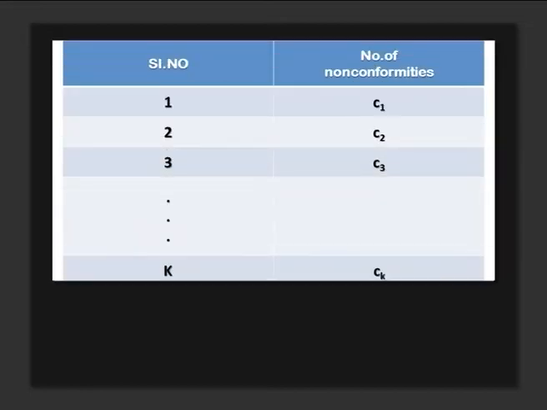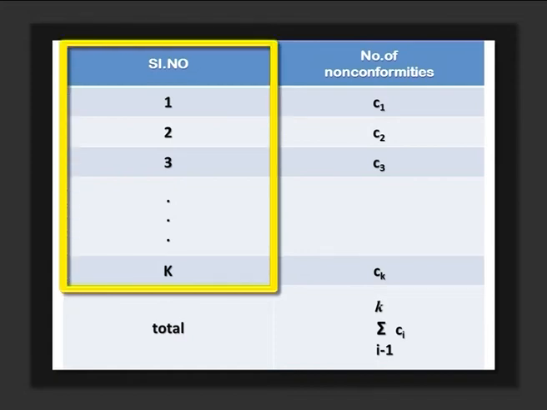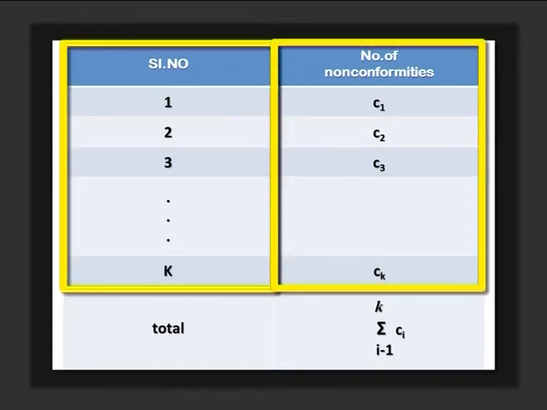Detailed procedure for construction of C chart is as follows. Tabulate the data as below. Subgroup number, the first column, second column, the number of nonconformities observed in each subgroup. Compute the total number of nonconformities observed as summation Ci.